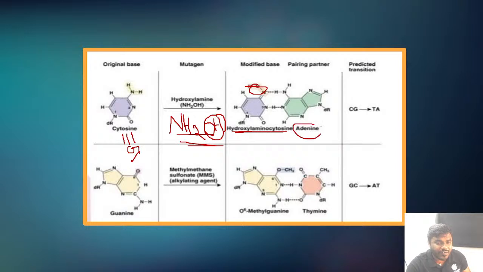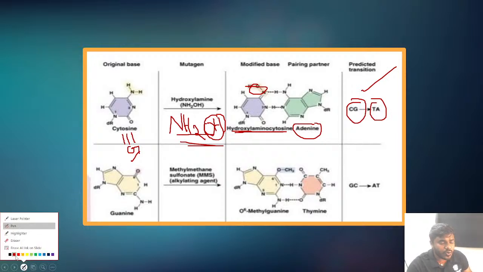It's always paired with the adenine. So friends, which is a very dangerous mutation because it changes the entire base transition, which means it has changed everything from CG transition to the TA transition. Please kindly don't forget the statement.